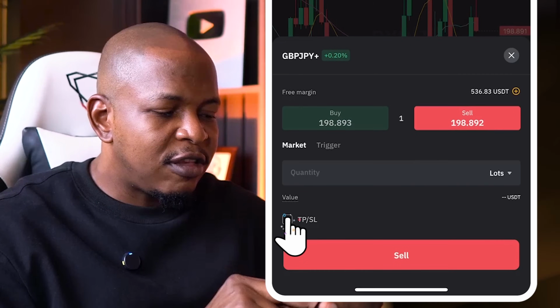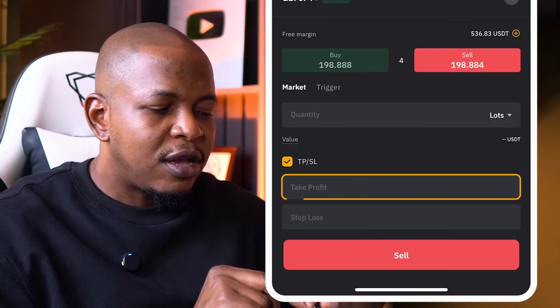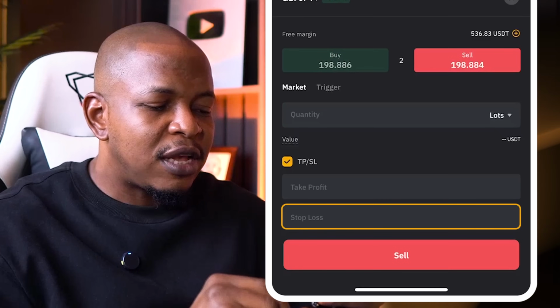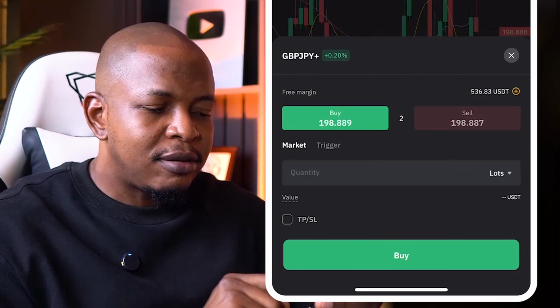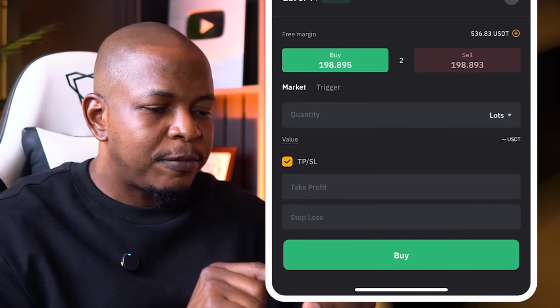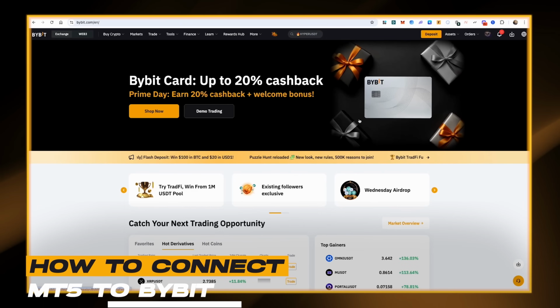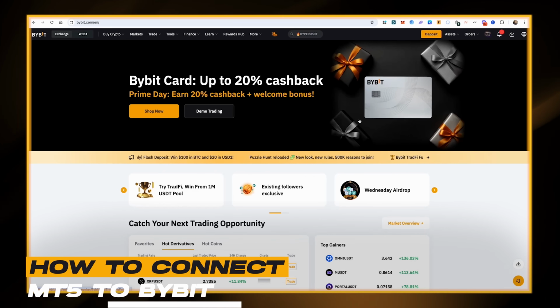And select TP/SL, enter take profit and your stop loss. Once this is entered, click on sell. On buy, do the same thing, click on buy. Now, let's say I don't want to trade TradFi on the Bybit app. I want to use MT5. This is done through the web version.